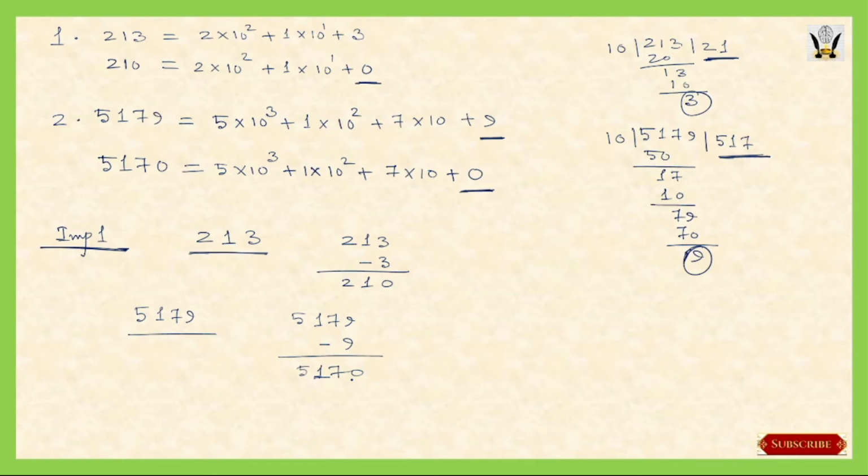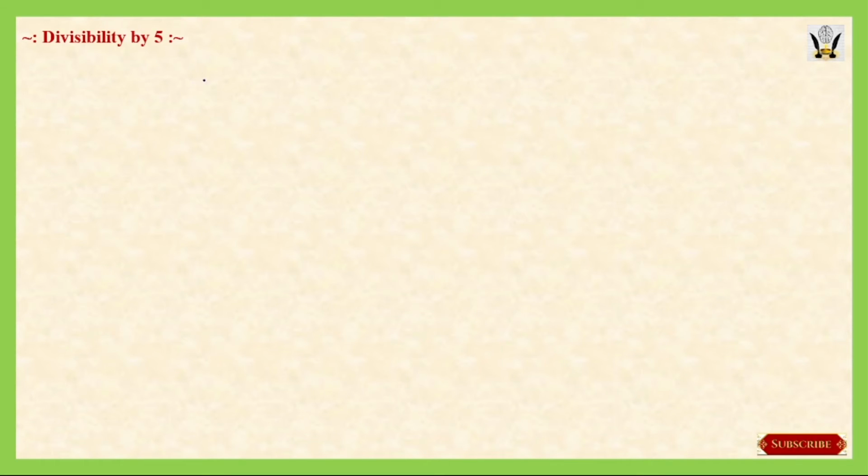Next we will see the logic of divisibility by 5. Again we take the general format of a number when we express it in expanded form.